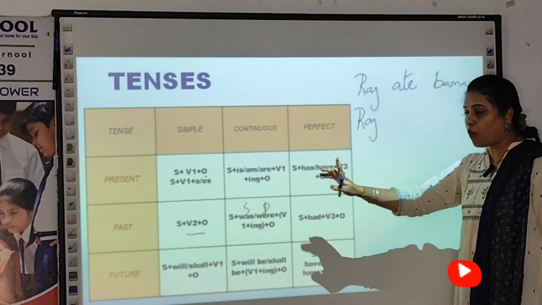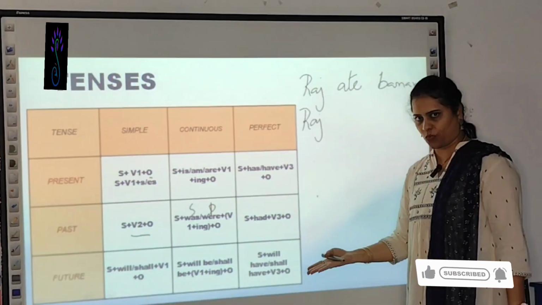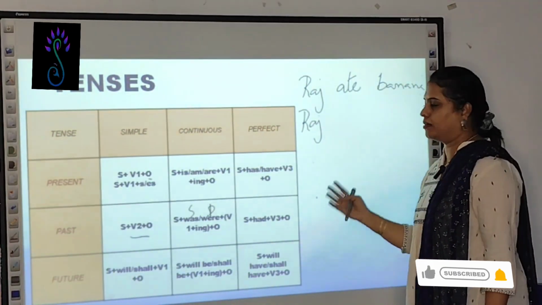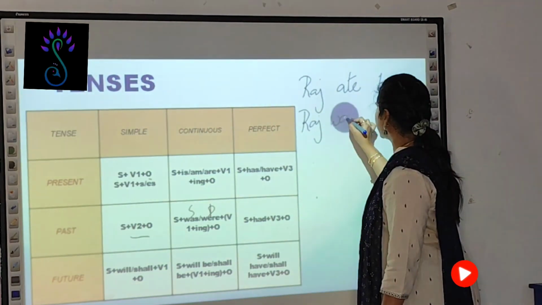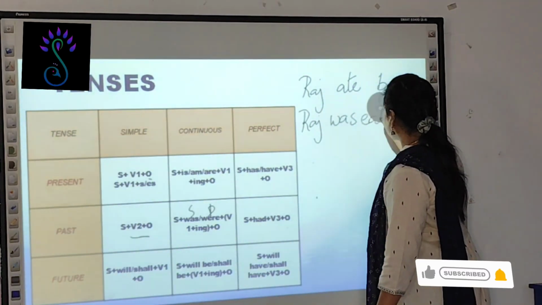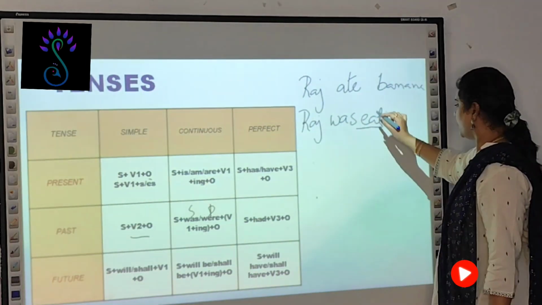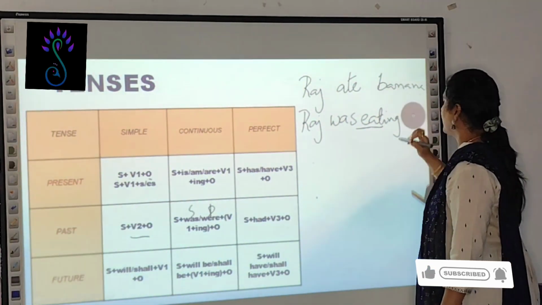But it is I was, he was, she was, Sita was, Raj was. They were, plural; you were, plural. Plural ki were. Okay, Raj was eating, same ing form: main verb ki ing form, banana.